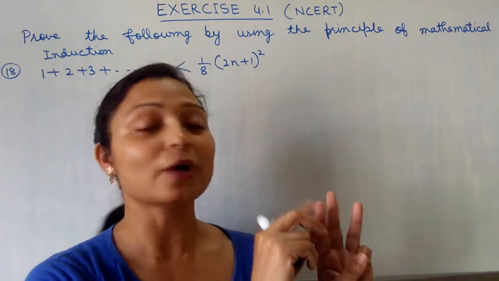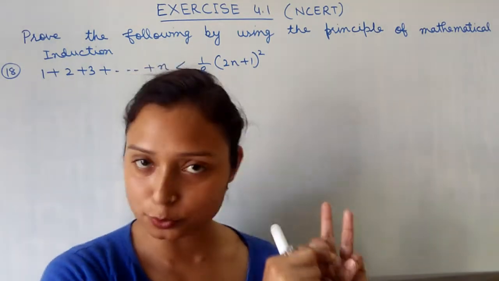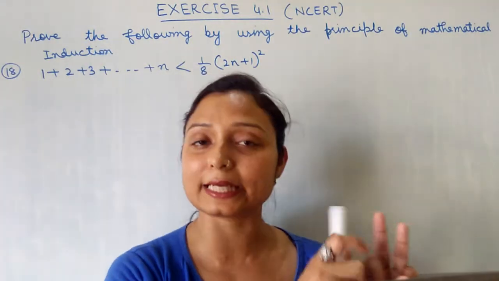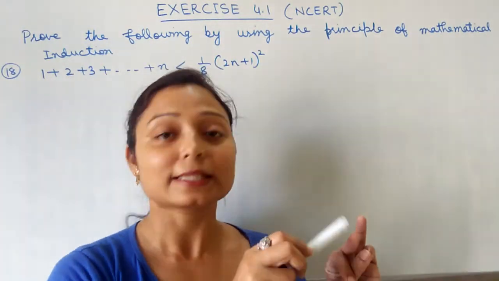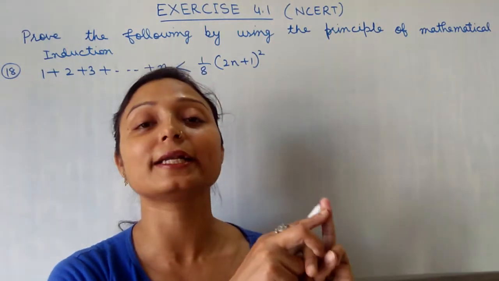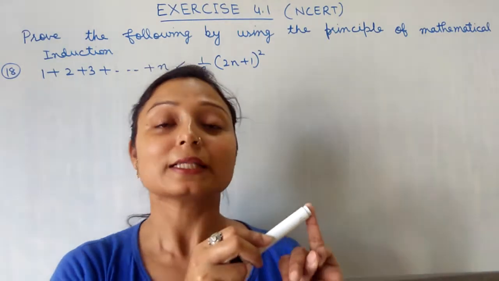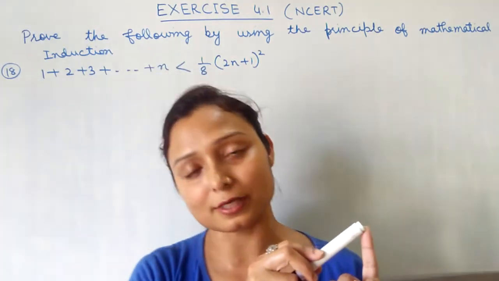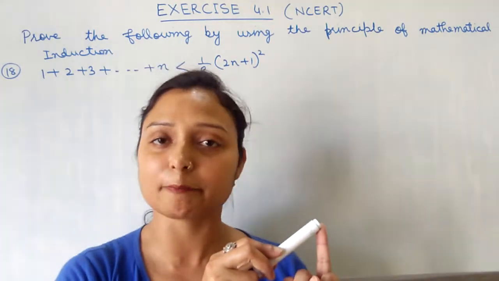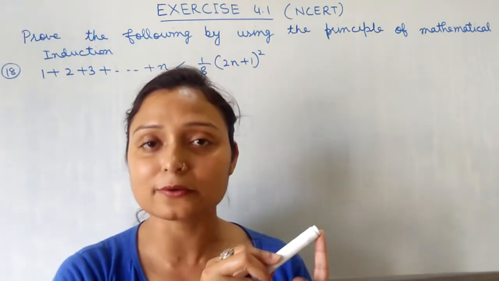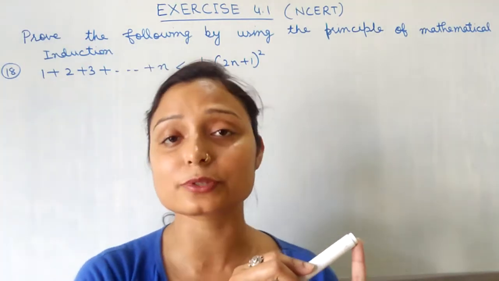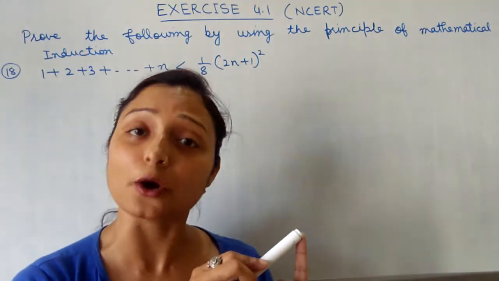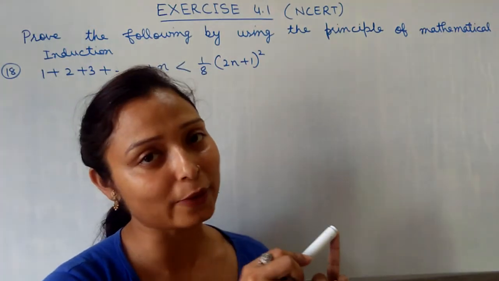First, you have to prove it for n equals 1. In the second step, you have to take n equals k. The third, important and more scoring step, is step number 3, in which you have to use step 2 for proving step 3, that is, for n equals k plus 1 you have to use step 2, that is n equals k. How can you use it, how can you solve it? So let's start with the question.